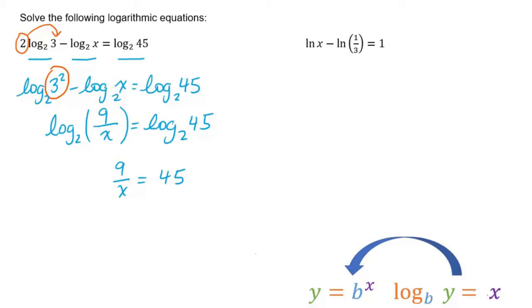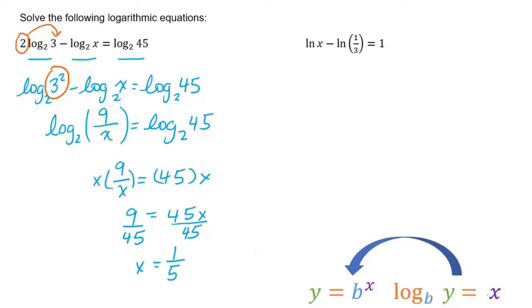To solve for x, we'll multiply both sides by x first to remove it from the denominator. That gives us 9 is equal to 45x. And finally, dividing both sides by 45 gives us our final answer. We find that x is equal to 1 over 5.